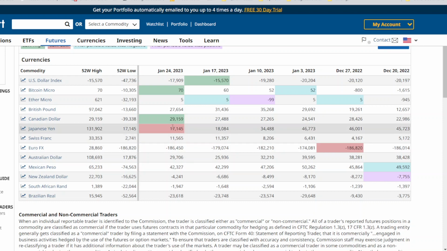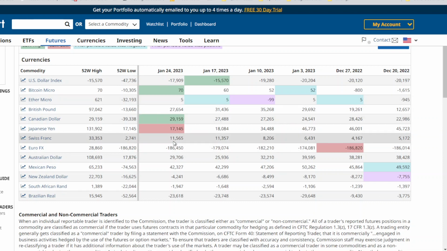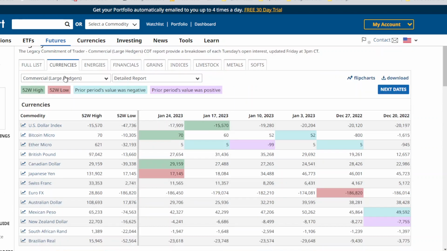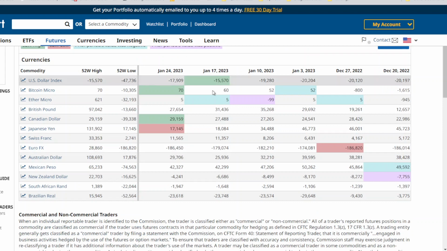I explained how to interpret this data before, so I'm not going to go over it again. Basically, this is the net positions of the commercials, the large hedgers, the banks, the smart money. This is showing their aggregate positions, their net positions.